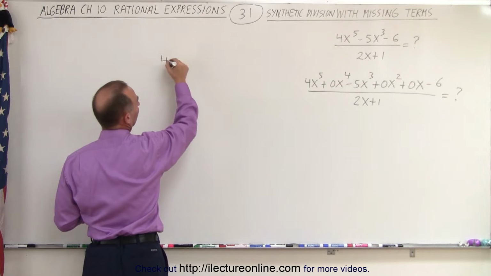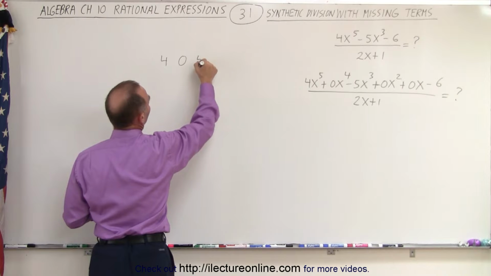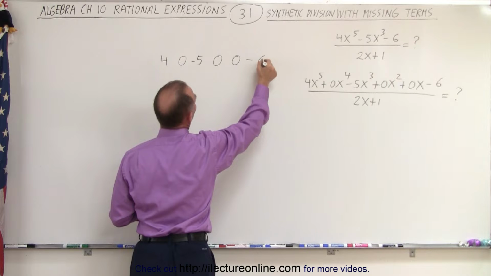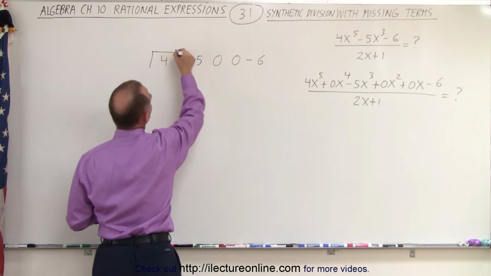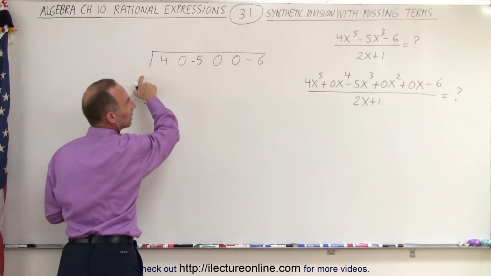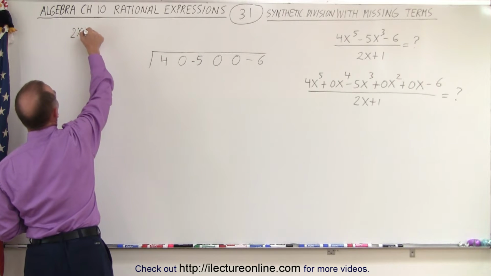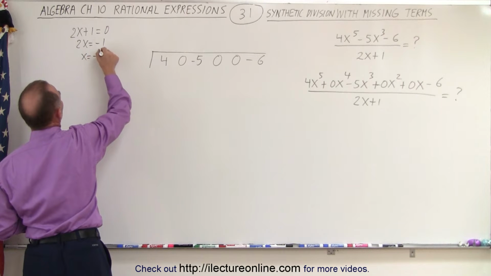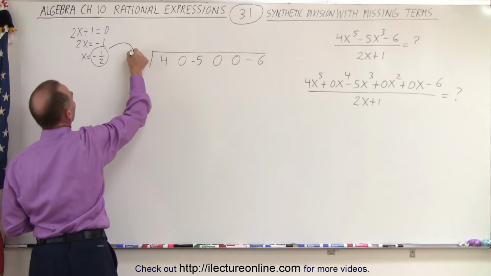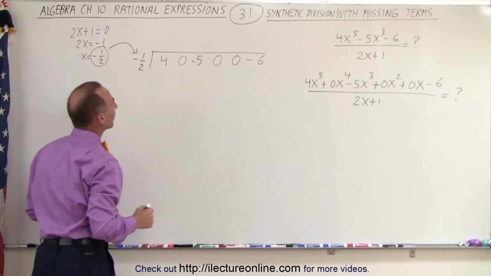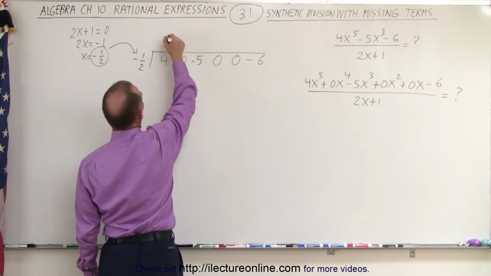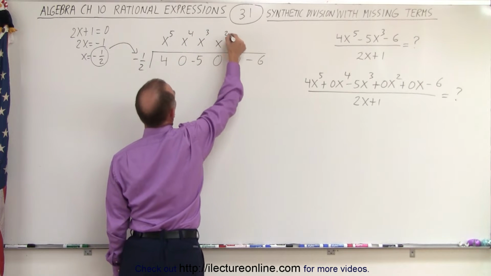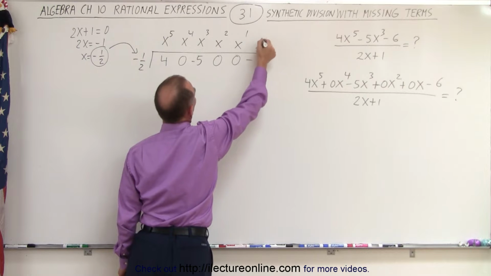We get 4, 0, minus 5, 0, 0, minus 6, and of course we're going to need the missing root right here. So we have 2x plus 1 equals 0, 2x equals minus 1, or x equals minus 1/2, and that is what goes in here, minus 1/2. Notice that this here is the x to the 5th term, this is the x to the 4th term, x to the 3rd, x squared, x to the 1st, and x to the 0 term.